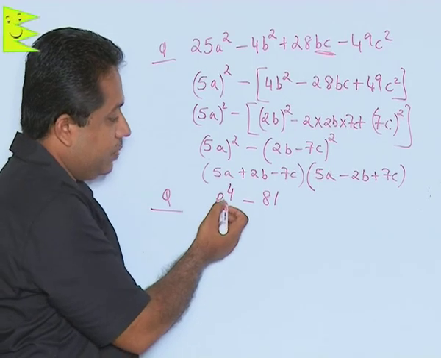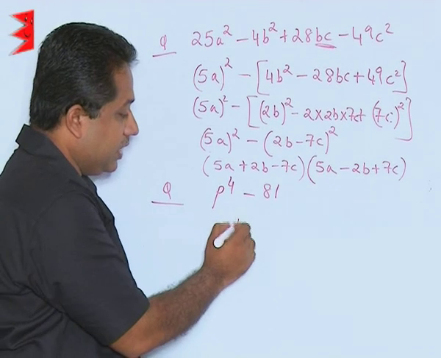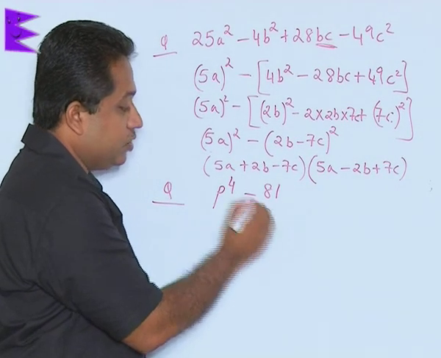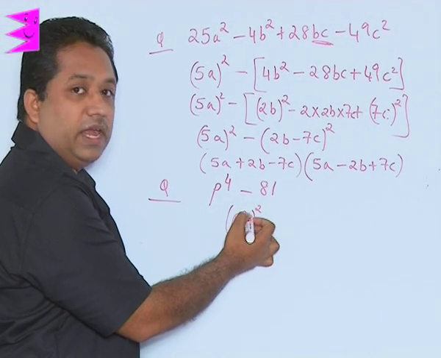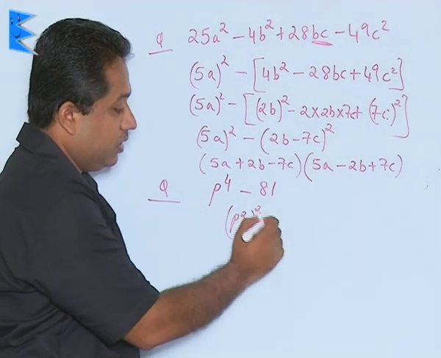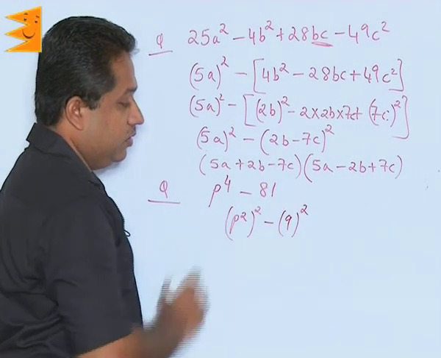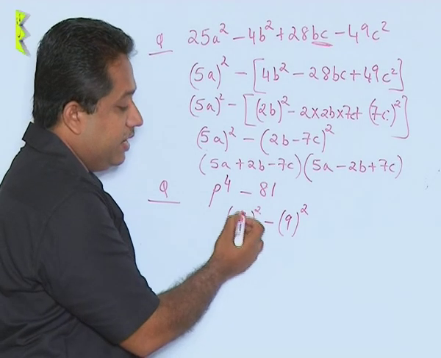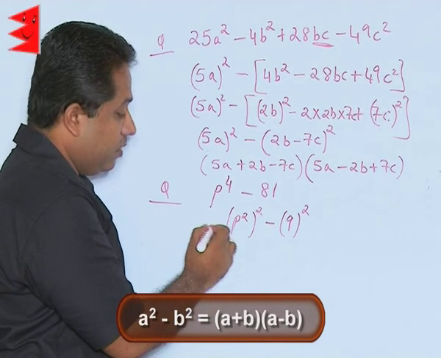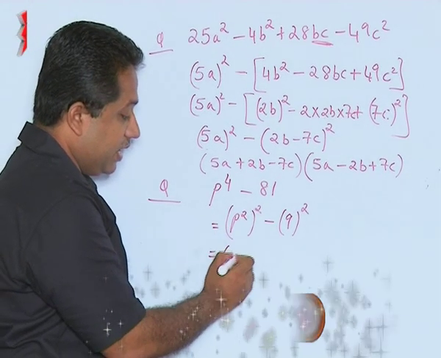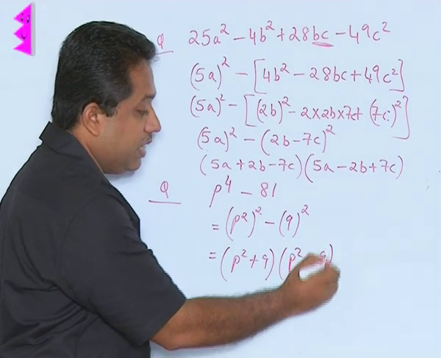Another example here, p to the power 4 minus 81, we have to factorize this. Now, this can be written as p square whole square, because x to the power a whole to the power b is x to the power a into b, the powers are multiplied, you will get this 4, minus 81 can be written as 9 square. Now, by doing this, I get an identity, this is a square minus b square. So, we get it in the form of a plus b, a minus b. So, I can write this as p square plus 9 and p square minus 9.